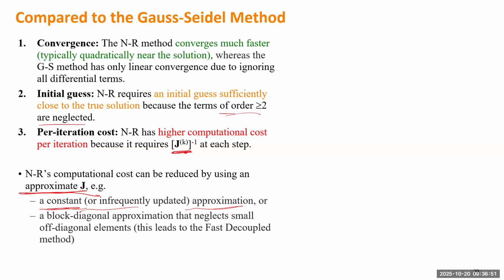You may have more iterations, but each time you have much lower computational cost. You don't have to solve the inverse, or at least you don't have to update the Jacobian every iteration. Let's assume that we can update the Jacobian every 2 iterations or every 3 iterations. So definitely it doesn't give you the best direction to move, but it may not be too bad.